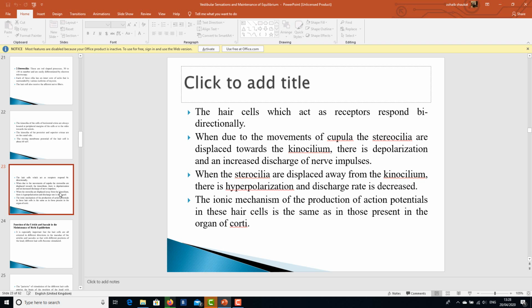When, due to movement of the cupula, the stereocilia are displaced towards the kinocilium, there is depolarization and there is an increased discharge of nerve impulses. When the stereocilia are displaced away from the kinocilium, there is hyperpolarization and the discharge rate is decreased. The ionic mechanism of the production of action potentials in these hair cells is the same as in those present in the organ of Corti.